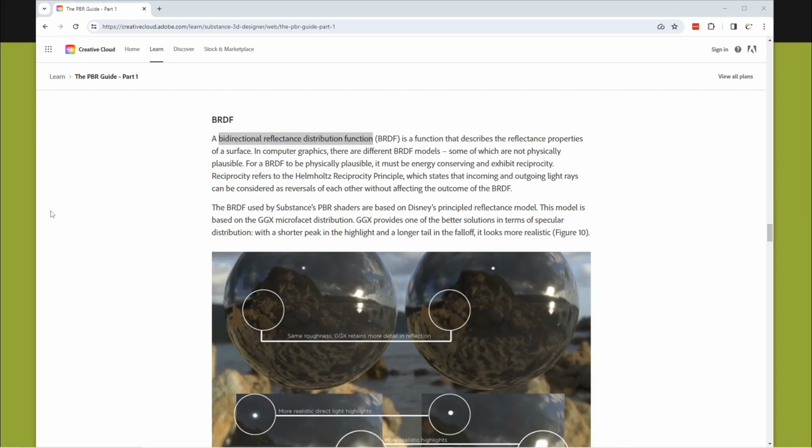So there is a thing called a BRDF, which is a bidirectional reflectance distribution function. Okay, a little bit of math. Not going to go into it, but basically the computers use this type of function to generate the graphics.